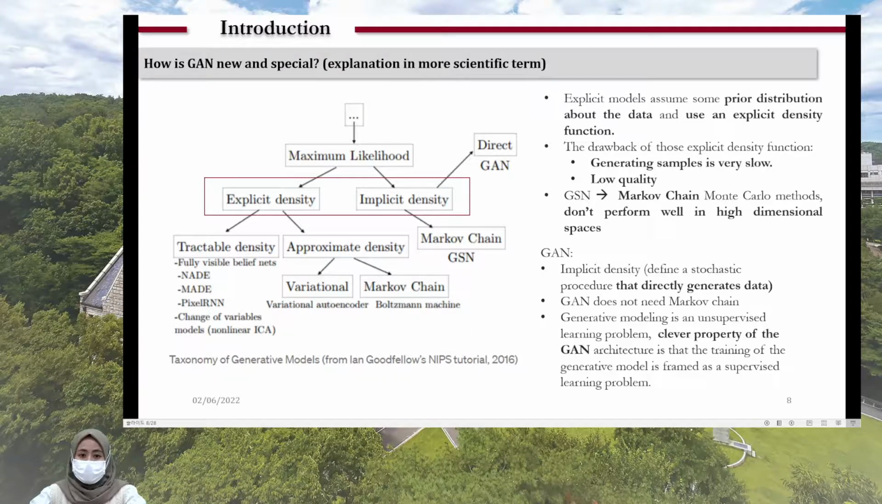On the other side, GAN defines a stochastic procedure that directly generates data and does not need a Markov chain. The clever property of the GAN architecture is that the training of the generative model is framed as a supervised learning problem, even though the generative model is actually an unsupervised learning problem.